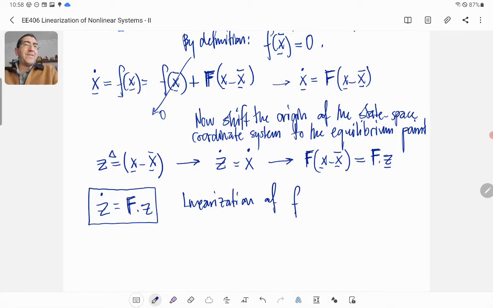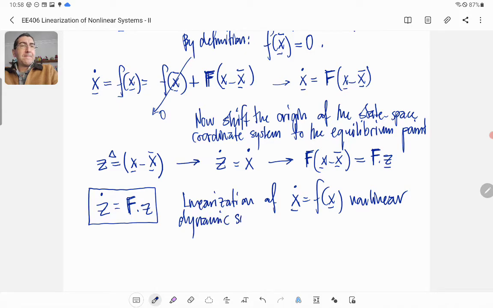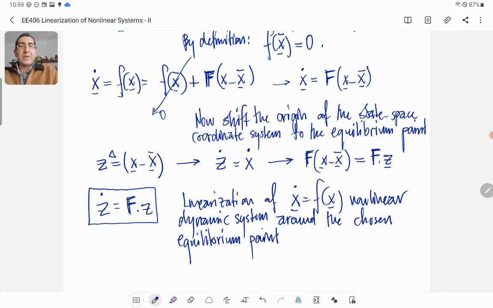of the nonlinear dynamic system x dot equals f of x around the chosen, remember there can be more than one, around the chosen equilibrium point x bar. All right.